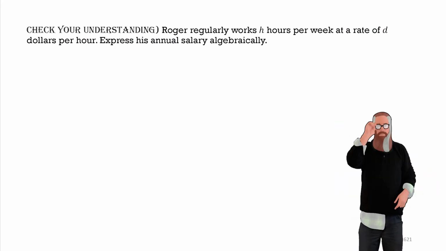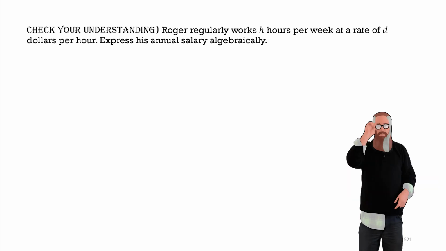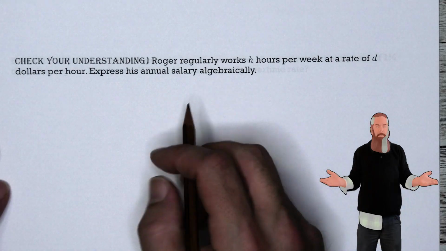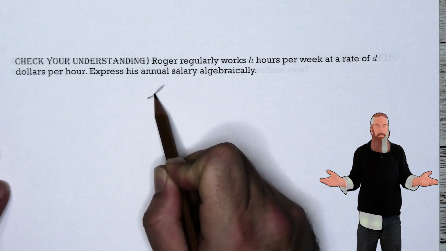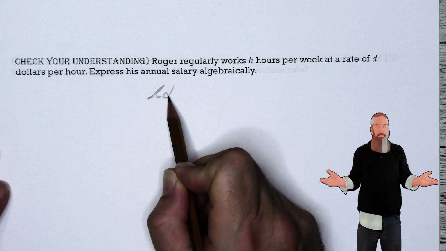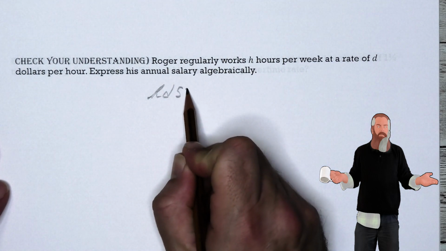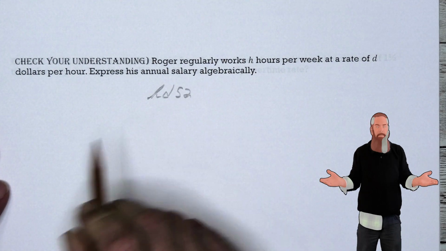Roger regularly works H hours per week at a rate of D dollars per hour. Express his annual salary algebraically. Well, we know that each week he's going to work H hours and earn D dollars for every single one of those hours. If he worked all 52 weeks at the same amount of work, then this is what we would wind up with for our expression.